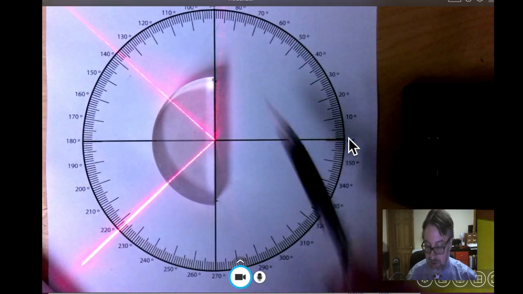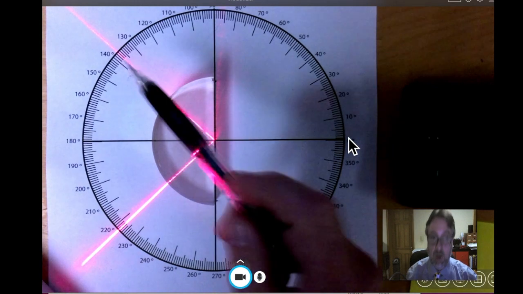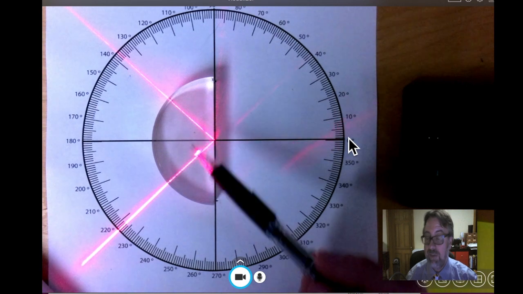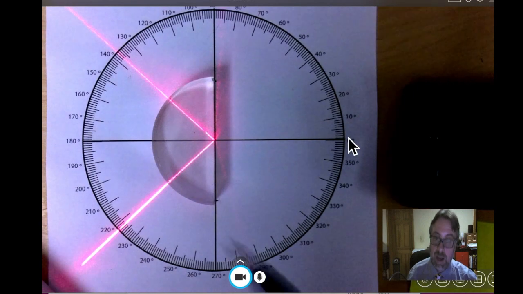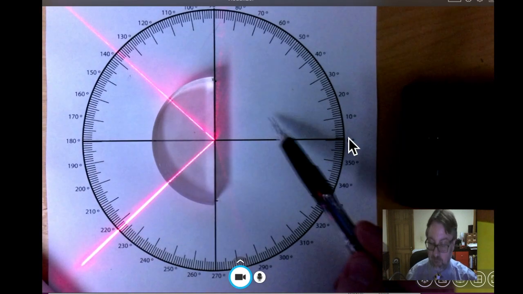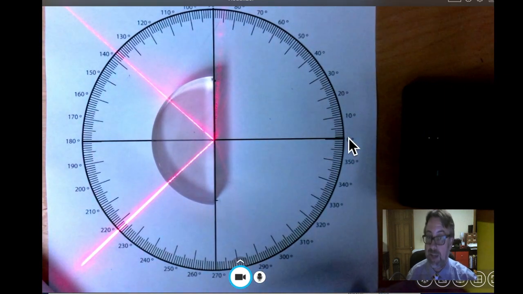And now look, there is no light coming through the other side any longer. It is all being reflected. And you can see inside the glass, it's the same angle. So what we're looking at here is an example of total internal reflection. Once I got beyond that 41 degrees, the light no longer refracts into the air. It just totally internally reflects.